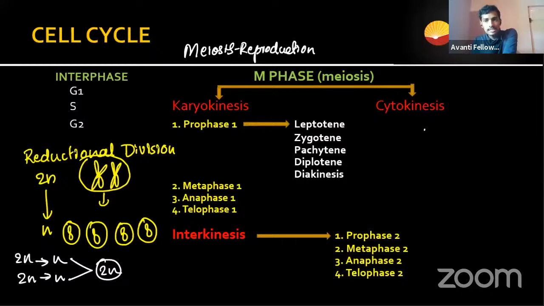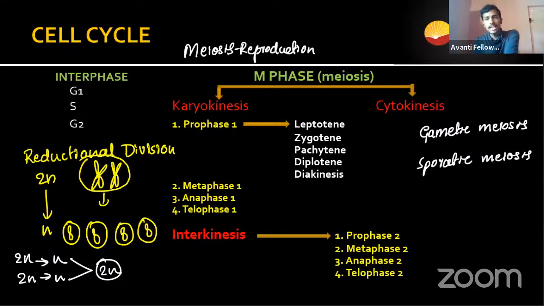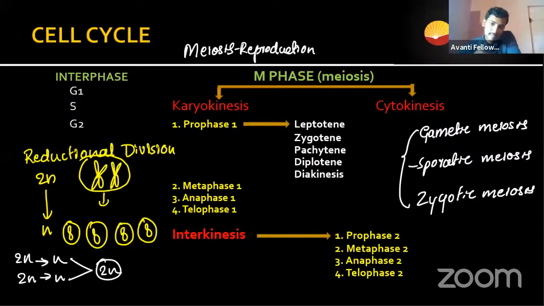One is the gametic meiosis. Another one is the sporadic meiosis, and the third one is the zygotic meiosis. I don't know how many of you remember this. I'm just repeating it in a smaller version. Types of meiosis. This is not that important, but understanding it is important.